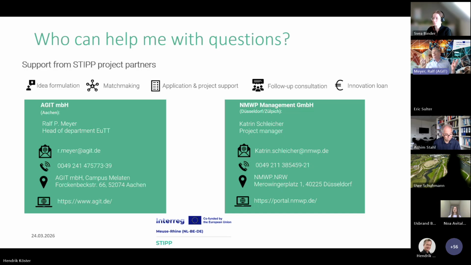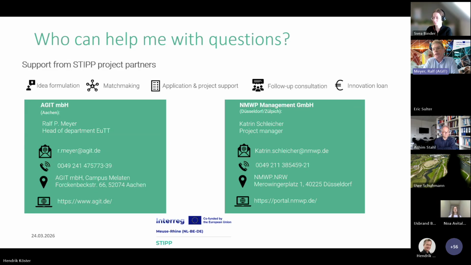If you are interested, if you have questions, you can see here the two contact points in North Rhine-Westphalia. On the one hand, NMWP management. They are also, as you heard, active in the COMET project. And we, AGIT here from Aachen, we are the ones in North Rhine-Westphalia who can answer your questions.